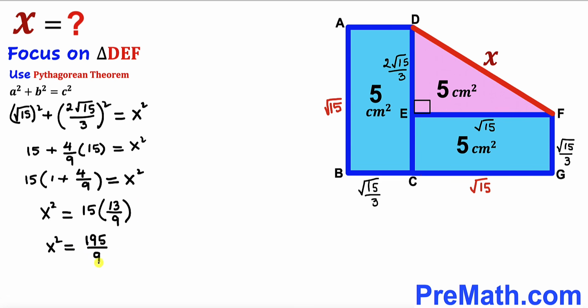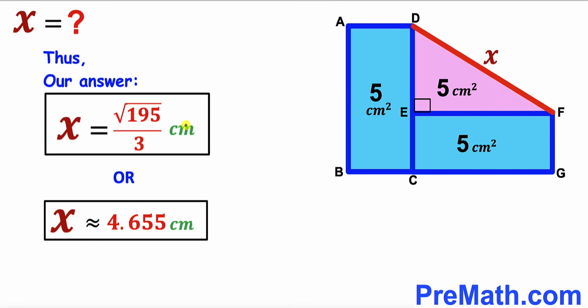195 divided by 9. Now I'm going to undo this square by taking square root on both sides. Therefore our x value is going to be equal to square root of 195 divided by 3 centimeter. So after all the calculations and manipulations, our x value turns out to be square root of 195 divided by 3 centimeter. And that's going to be approximately equal to 4.655 centimeter as well. And that's our final answer.